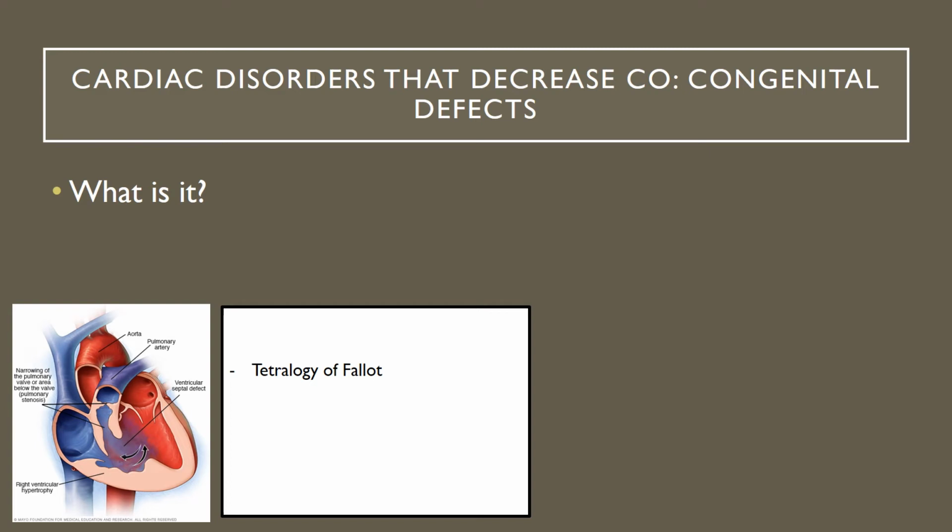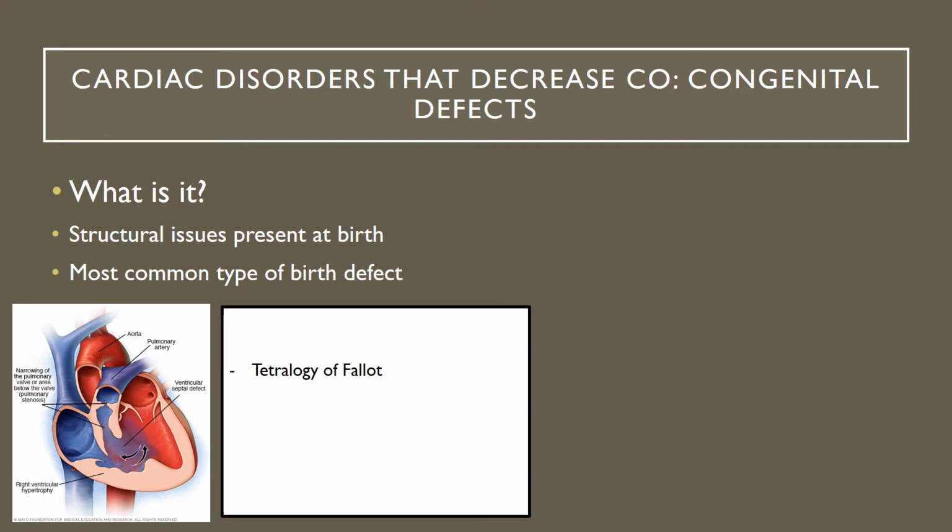All right. So in this audio lecture, you're going to be learning about congenital defects. These congenital defects are going to be abnormalities in the ventricular and atrial walls. So what is it? This is a structural issue. This is going to be an incomplete closure of a septum or a bypass that is still present after birth. This is the most common type of birth defect.